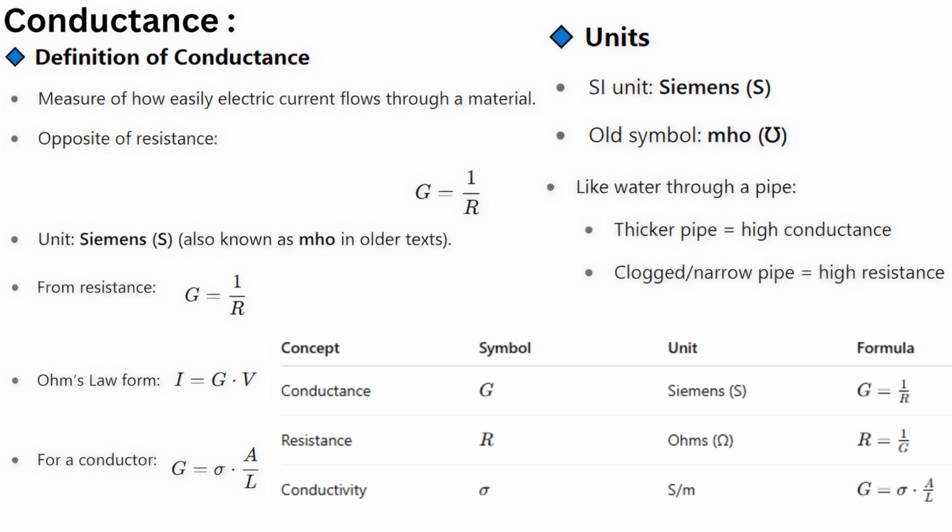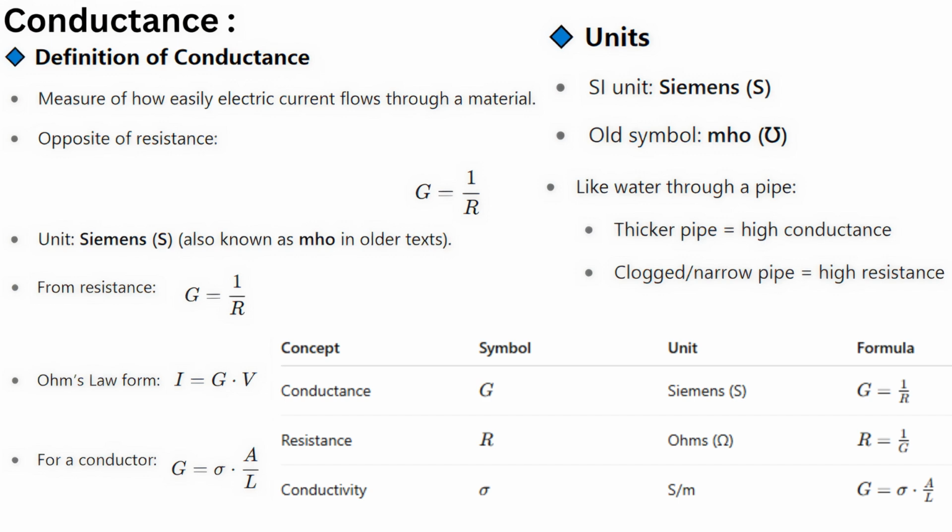Next, it says a clogged or narrow pipe equals high resistance. Now imagine that pipe is very narrow, or it's filled with gunk and rust. The water struggles to get through. This is exactly what high resistance is. In an electrical circuit, a very thin wire, or a material that isn't a good conductor, acts like this clogged pipe. And because the resistance is high, the conductance will be very low.